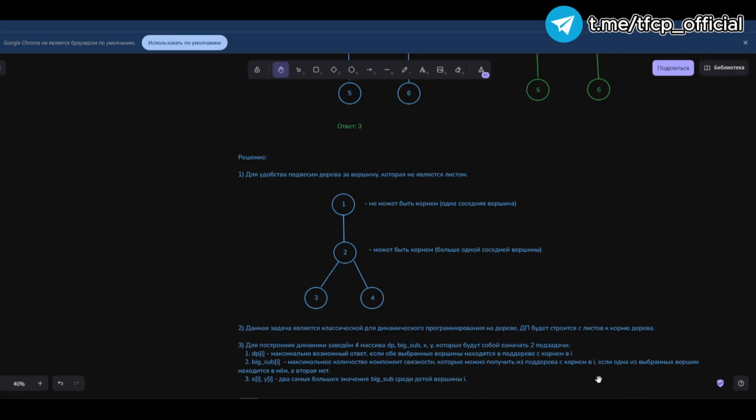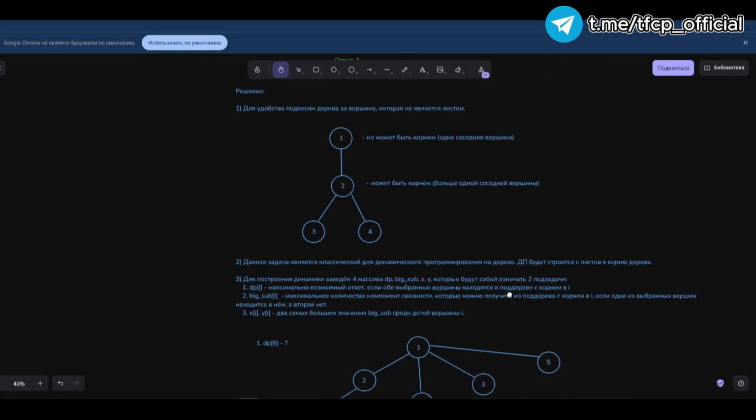The connected component is below. I'll show you the drawings. How is this going to happen? Well, x and y are the two largest big subs among children. We will need them to calculate the recurrent formulas, meaning we will keep track of the two largest values for each vertex among children too. With this, we can choose our vertices A and B.